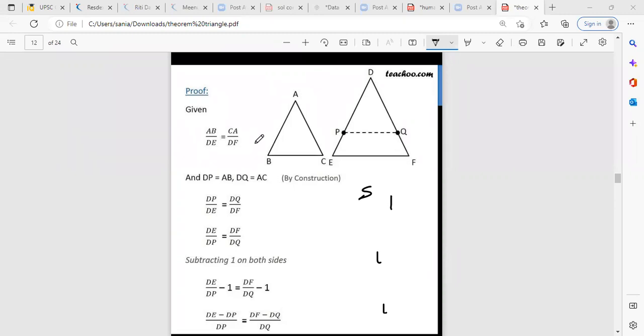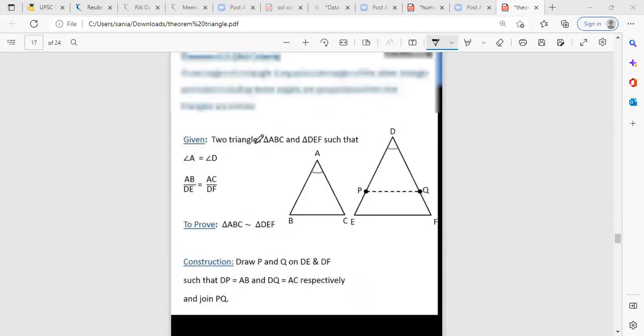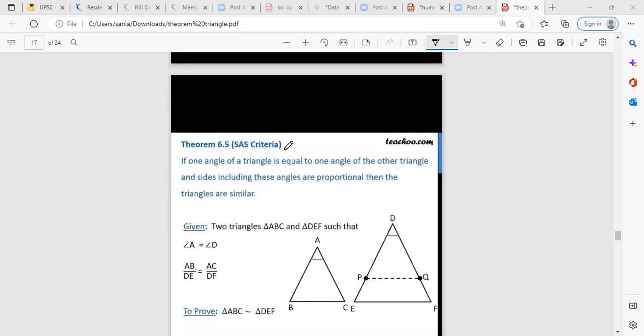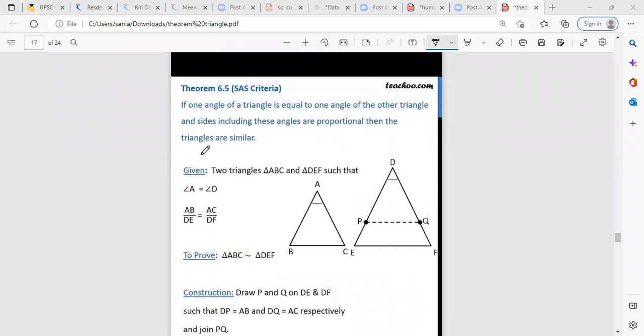Okay. So now let's start with the next theorem, which is 6.5 SAS. Over here, what they are saying is, if one angle of a triangle is equal to one angle of the other triangle and the sides including these angles are proportional, then the triangles are similar. You have to prove that.